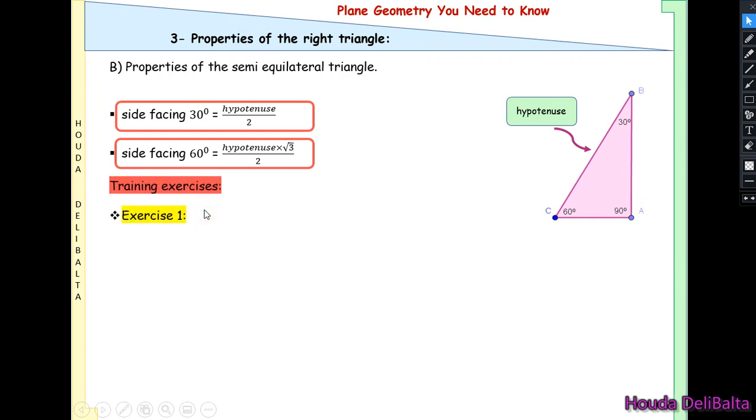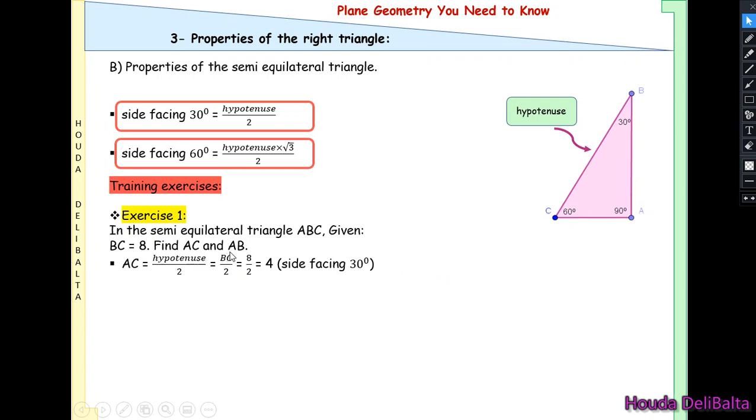Training exercises. Exercise 1. In this semi-equilateral triangle ABC, given that BC is equal to 8 only, we have to find AC and AB. In a semi-equilateral triangle, it's enough to have one of the sides. We don't have to have two sides to get the third one. One side is enough to get the other two sides. So in this semi-equilateral triangle, suppose that the hypotenuse is 8. How to calculate AC and how to calculate AB?